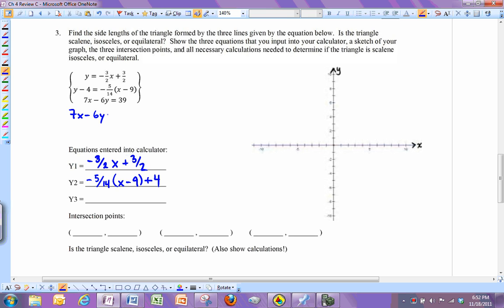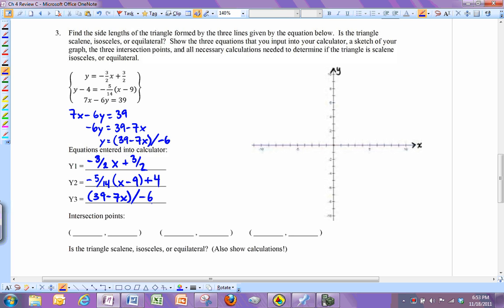7x minus 6y equals 39. The first step, get rid of the 7x so I can isolate the y term, and I get 39 minus 7x. And then I want to divide by negative 6. It's a lot easier just to write the top in parentheses, all divided by negative 6, because the calculator does not care if you actually divide that out and simplify. So this just turns into 39 minus 7x, divided by negative 6.